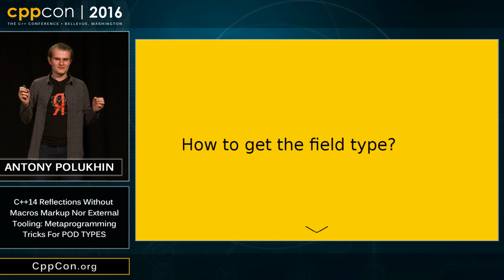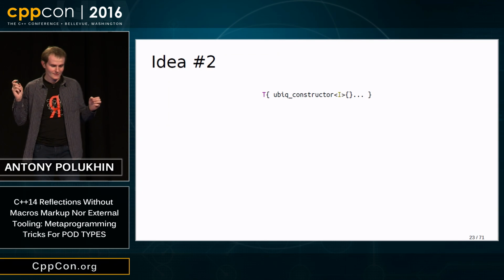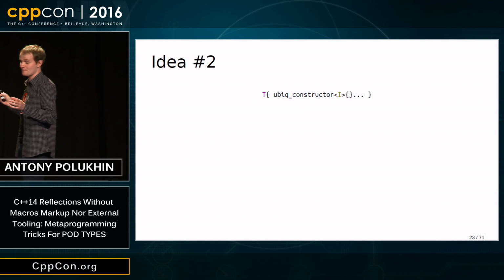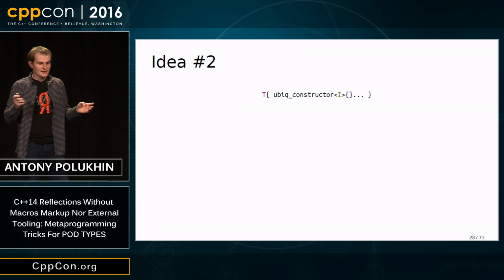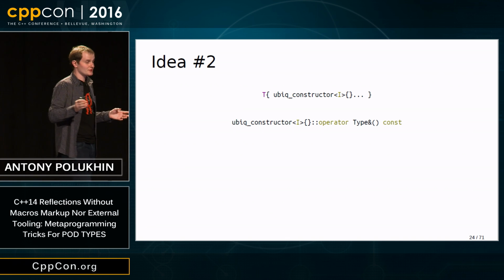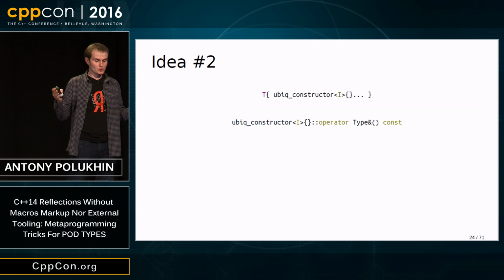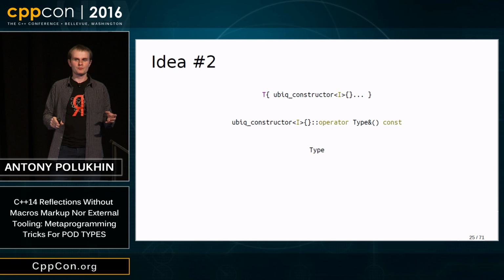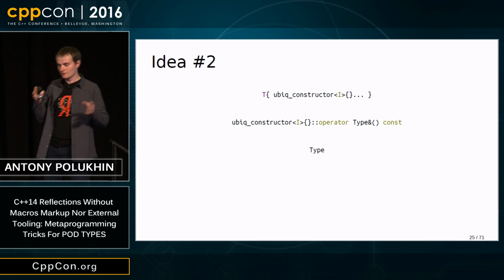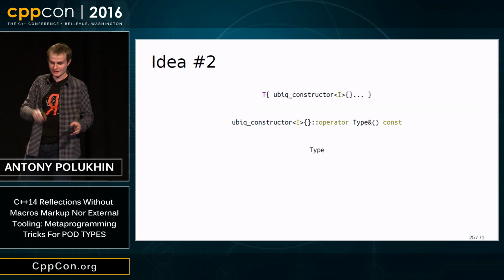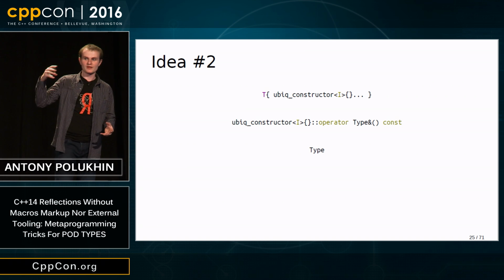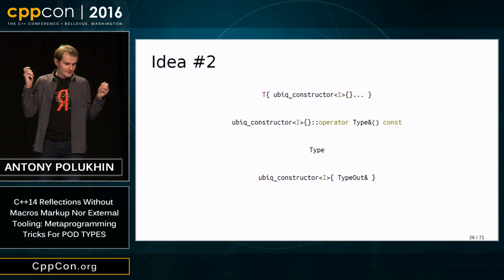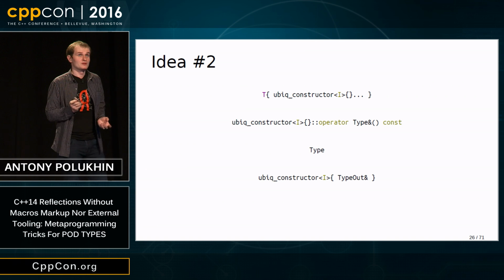How to get the type of the field? We already have our aggregate initialization of structure T. During that aggregate initialization, an implicit conversion operator of structure Ubik is called. And inside that implicit conversion operator, we do know the type of the field. It's the exact type of the field of the structure T. That's it. Now we need to grab it and pull it to the outer scope, where we can do something with it. And there are some problems.